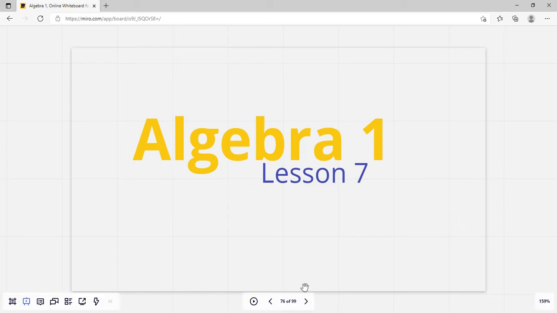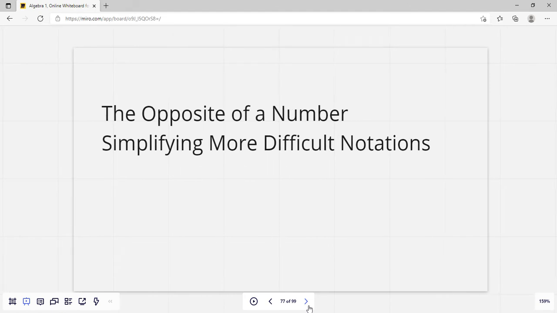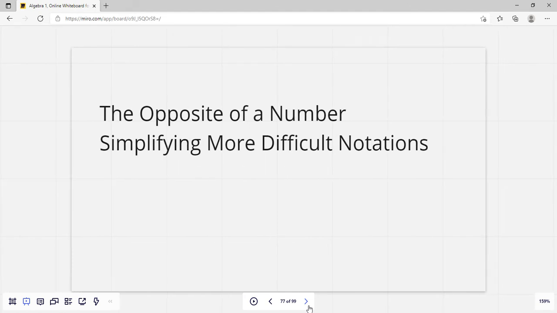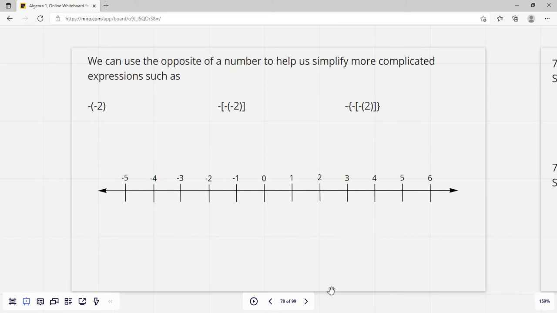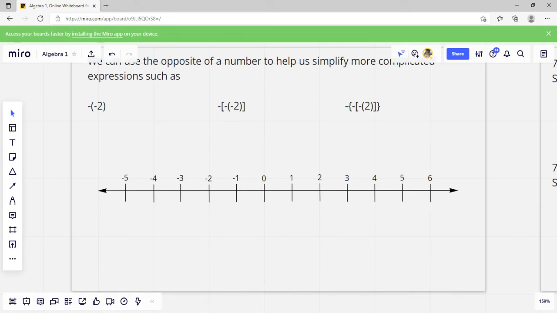Hello, this is Algebra 1, Lesson 7, and this lesson covers the opposite of a number and simplifying more difficult notations. We can use the concept of the opposite of a number to help us simplify more complicated expressions like these. If we look at this first one, what it's really saying is the opposite of negative 2. So if we go to negative 2, the opposite of that is going to be positive 2.